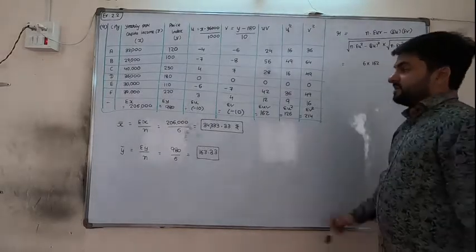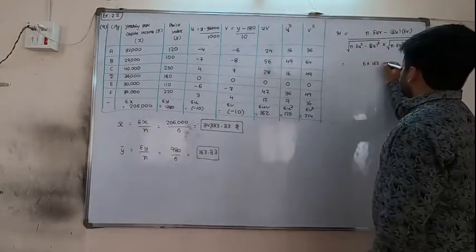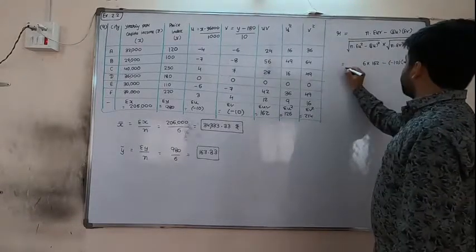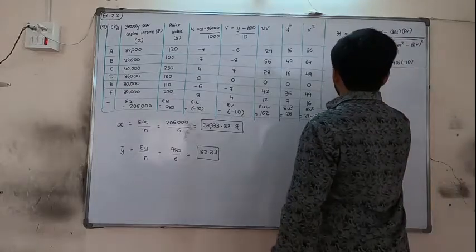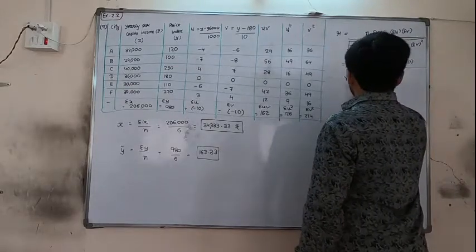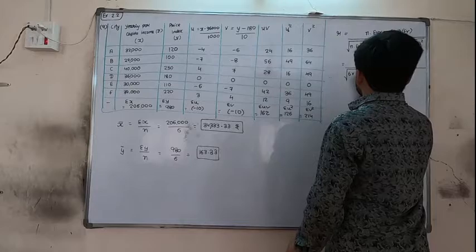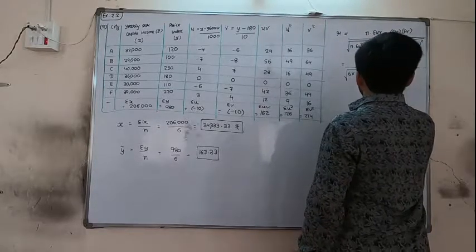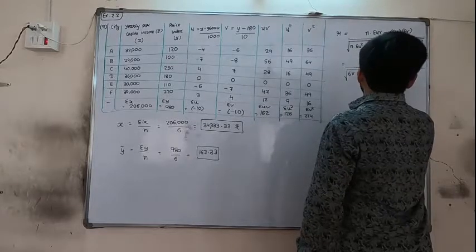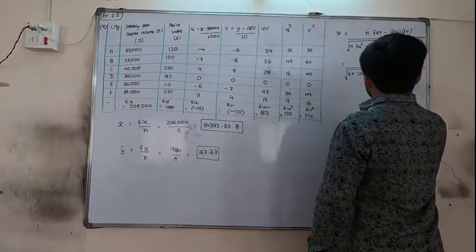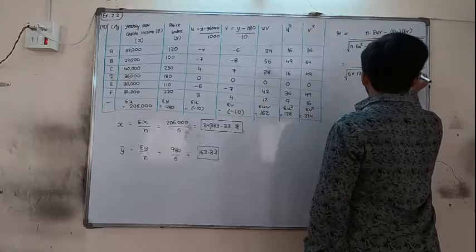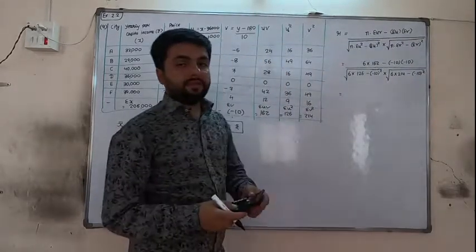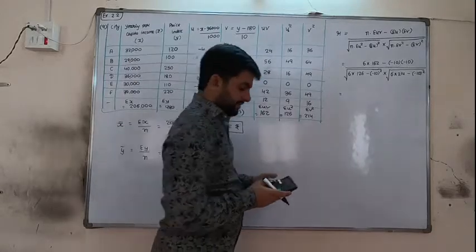Now n is 6, sigma uv is 162. Minus sigma u is minus 10, sigma v is also minus 10, divided by, in the first square root, n is again 6, sigma u square 126, minus sigma u whole square, meaning 10 whole square. In the second square root, n is 6, sigma v square is 214, minus minus 10 square. Okay, 162 into 6.